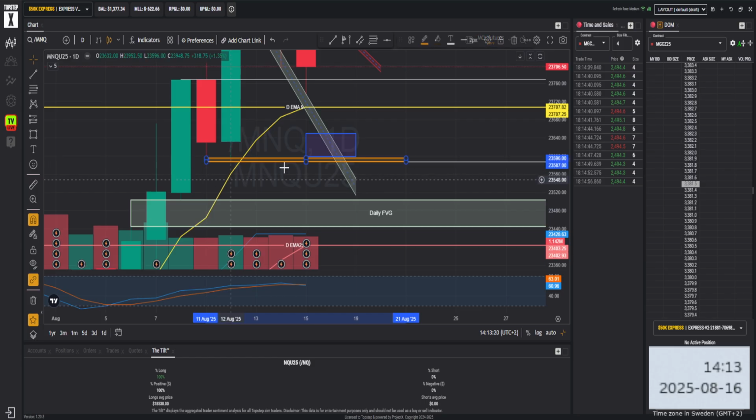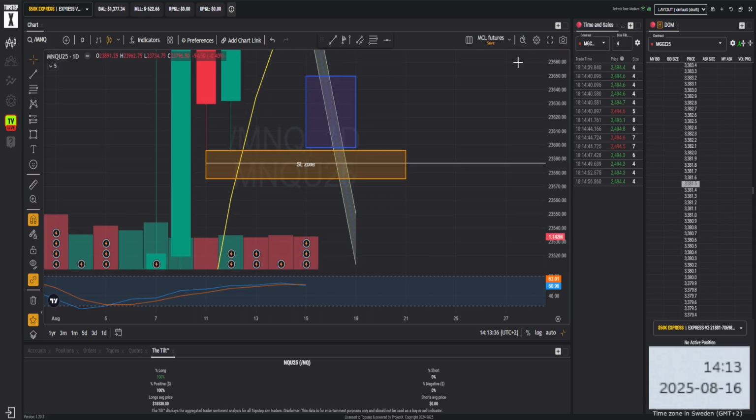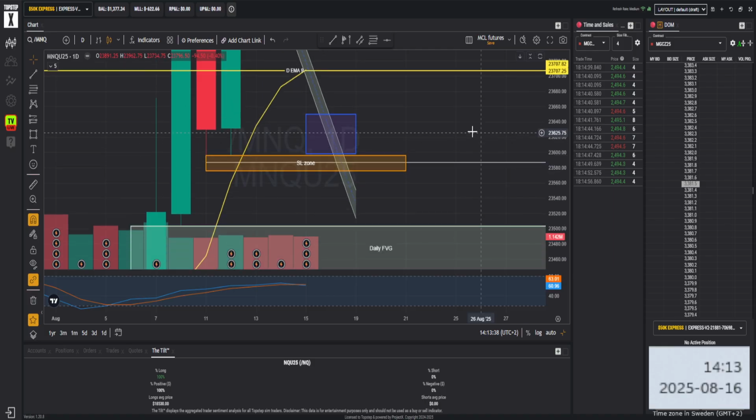So how big of a stop loss zone? Let's see, we have 95, 595, 85, 75. That's about 20 points of stop loss below the ticks. That's probably where it is, right?